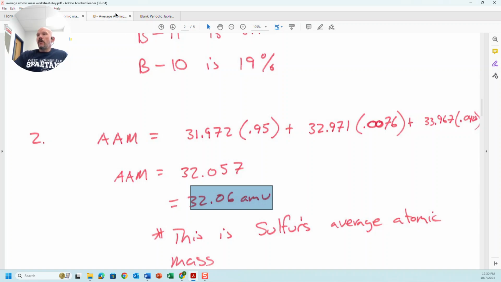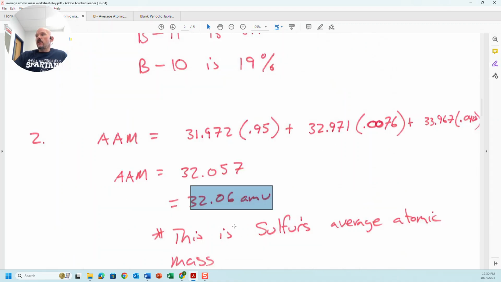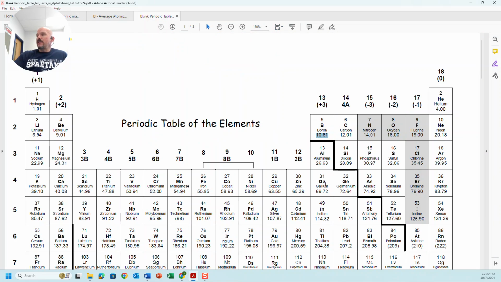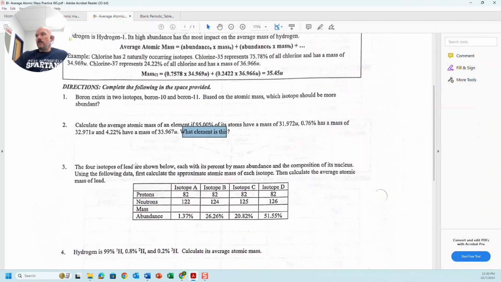And the other part of this question, they asked to identify the element. So what you would do is, usually we identify the element based on atomic number, but here we have the average atomic mass. Find the periodic table where that's an average atomic mass, and there it is. Sulfur has an average atomic mass of 32.06, so we can assume that the atom described in number 2 of this worksheet must be sulfur, or the element must be sulfur, okay?